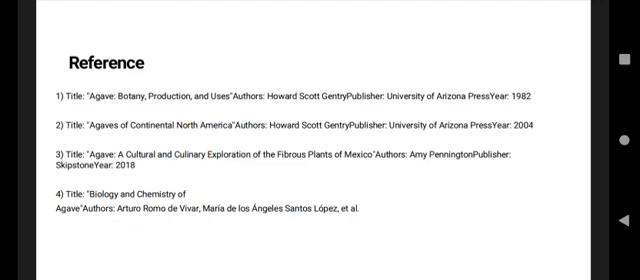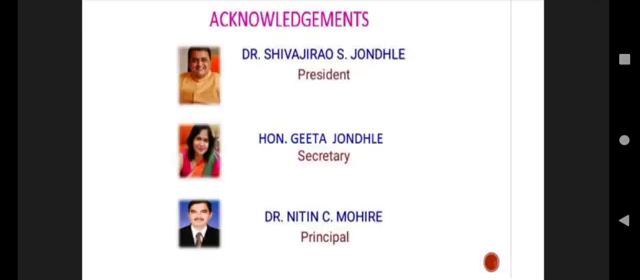These are the references we have taken from this site, collecting all the information regarding the medicinal plant agave.